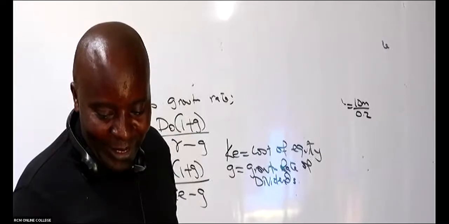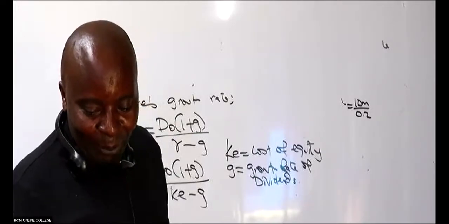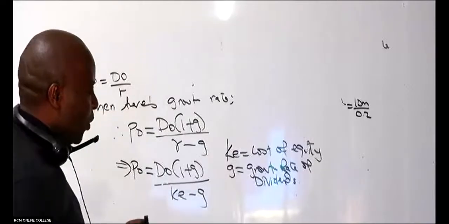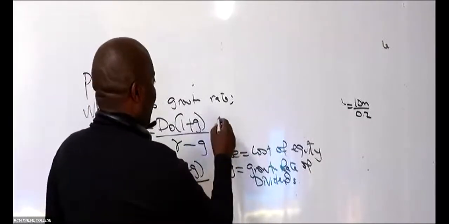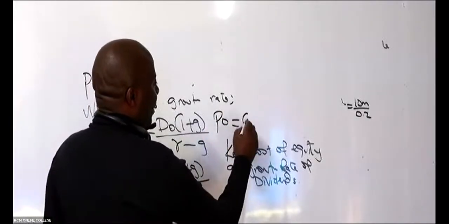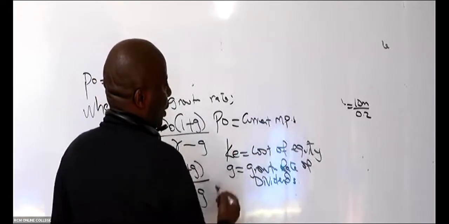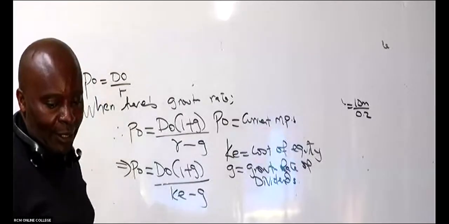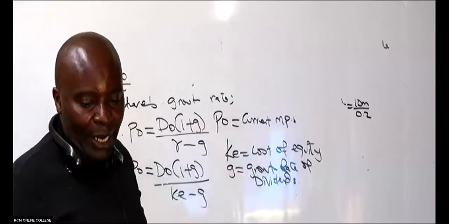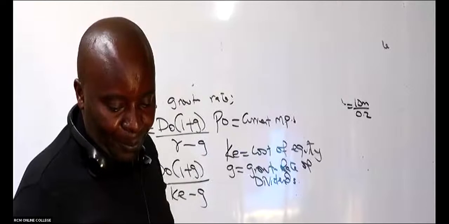Are you asking about PO? PO is the current market price per share. Current market price per share. I had introduced it, yes, current market price per share.